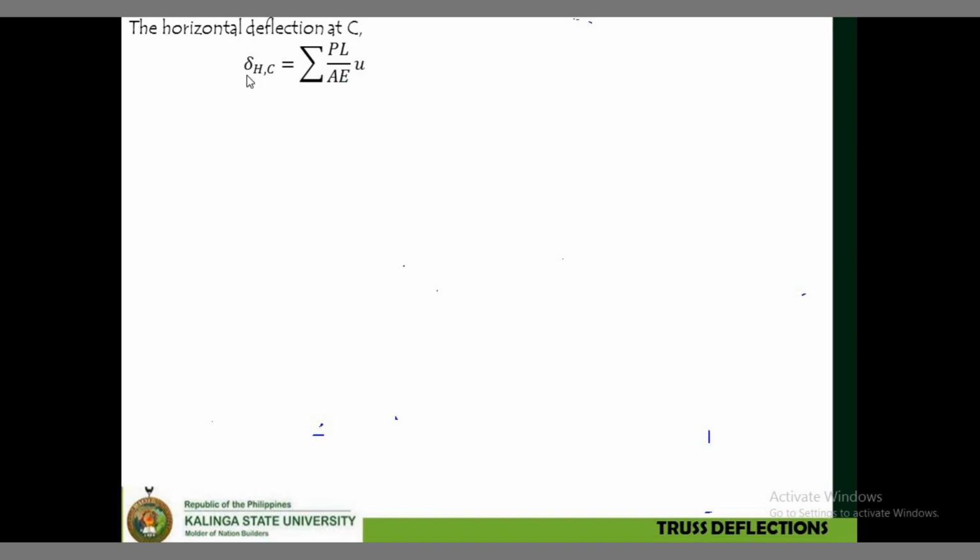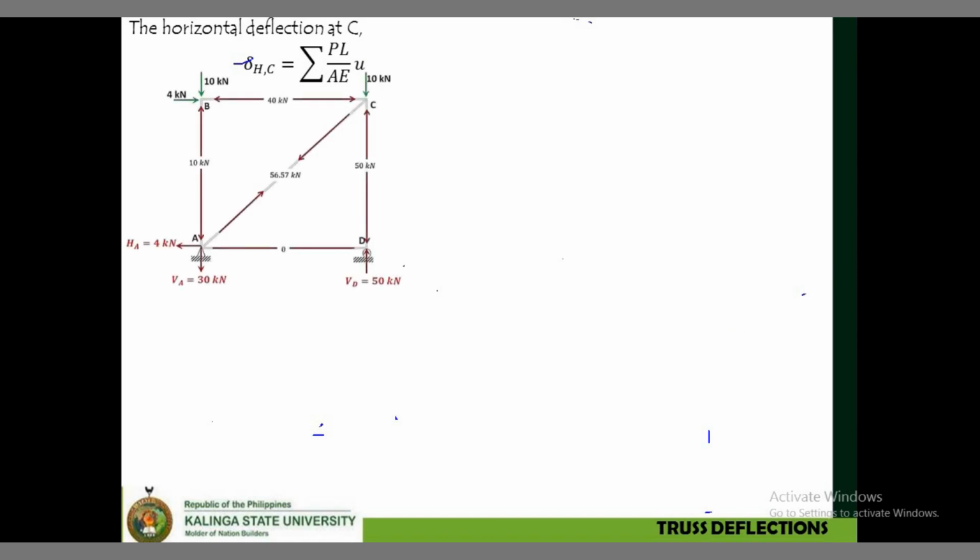Now, this equation looks familiar. You've encountered this equation during your strength of materials. So this is an application of what you have learned during your strength of materials. Wherein P, that is the force, L, that is the length of your material, A, that is the cross-sectional area of your material, and E is the modulus of elasticity. Yung U na to, yan yung tinatawag nating virtual. And paano gamitin itong equation na to? Let me show you on how to use this one.